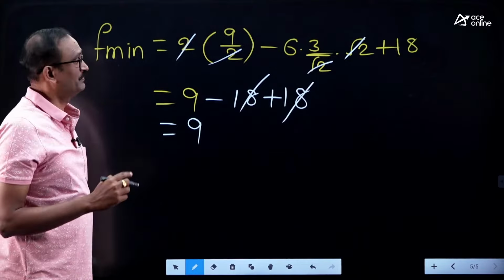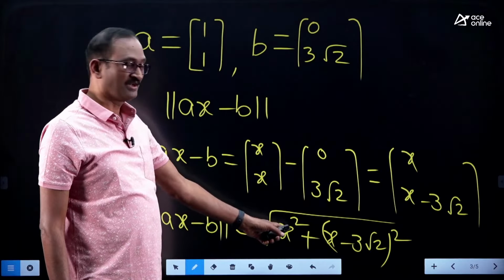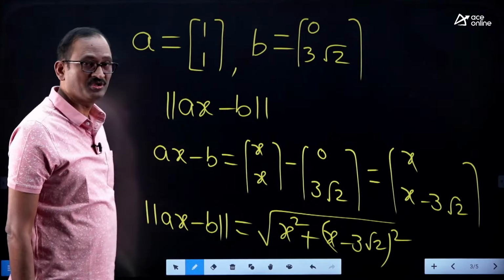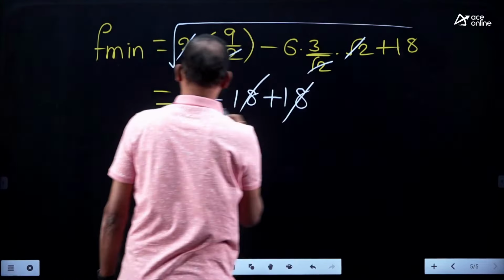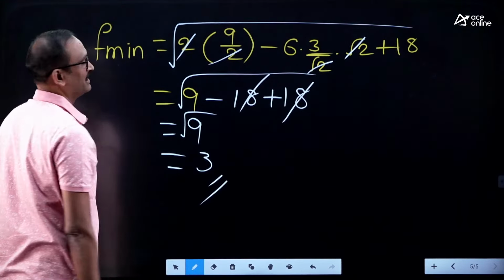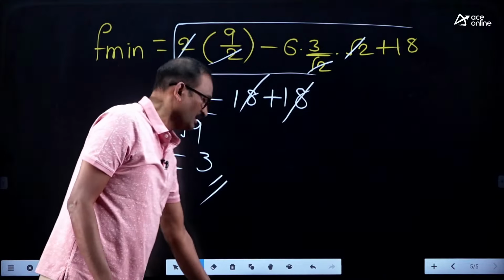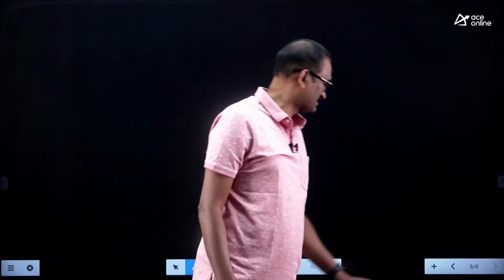But the function that we wish to minimize is not that function, it is the square root of this function. So the square root of this function is root 9, that would be 3.